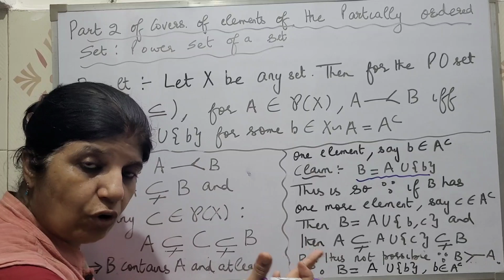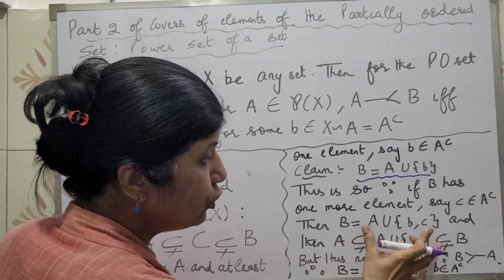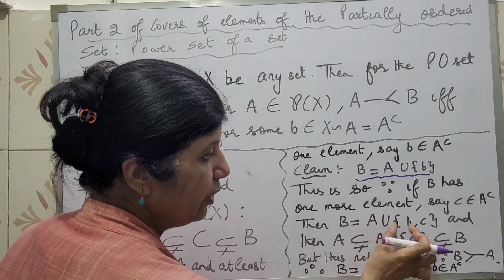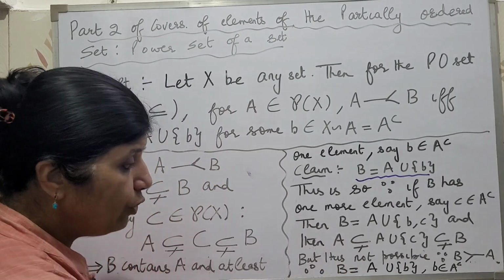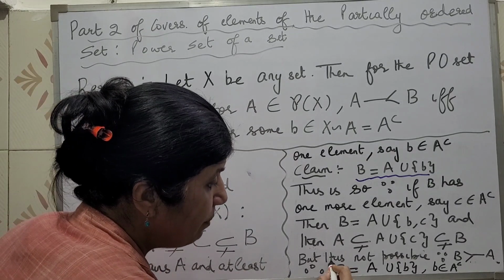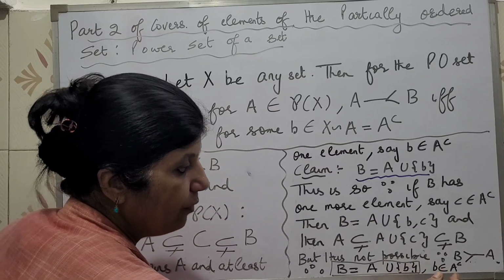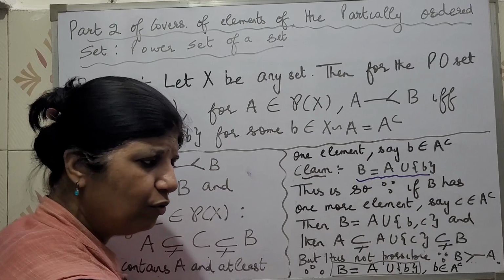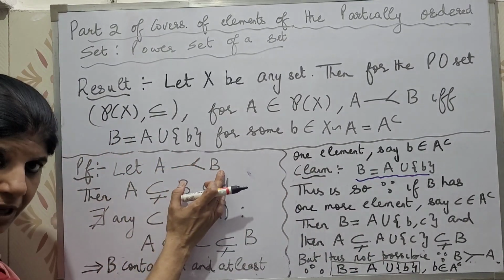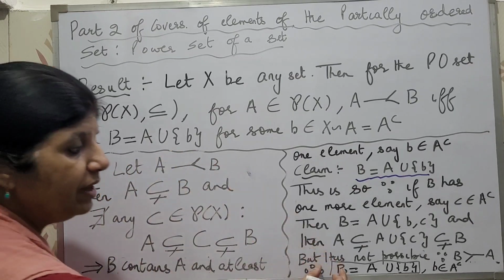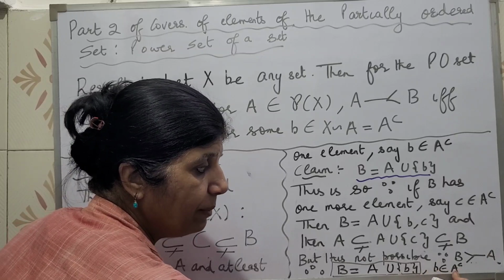This contradiction, or this wrong conclusion that we are getting, is coming just because we have assumed that B is of this type: B is equal to A union BC. So this is not possible. This means that the only possibility for B is that B will be equal to A union the singleton set {b}, where b can be any element belonging to A complement. So if A is covered by B, or if B is a cover of A, then B will always be of this form: A union singleton {b}, where b comes from the complement of A in X.